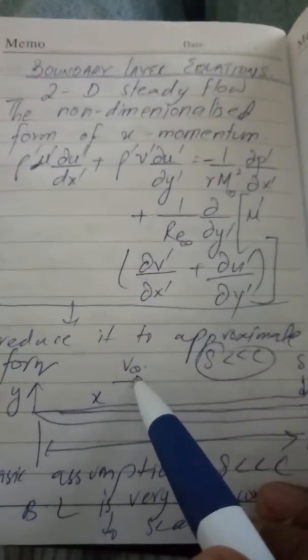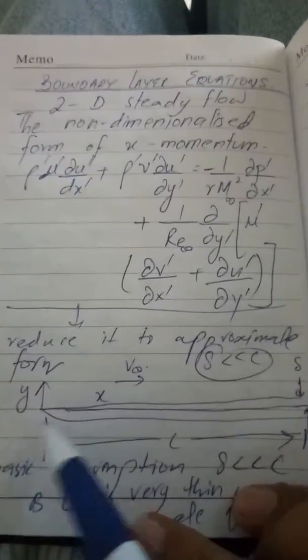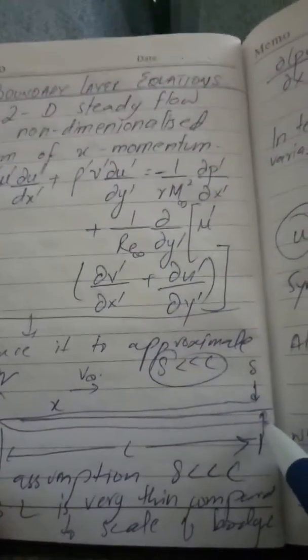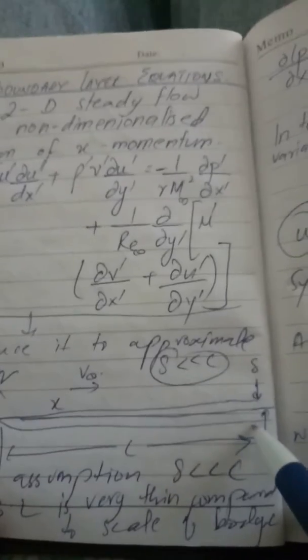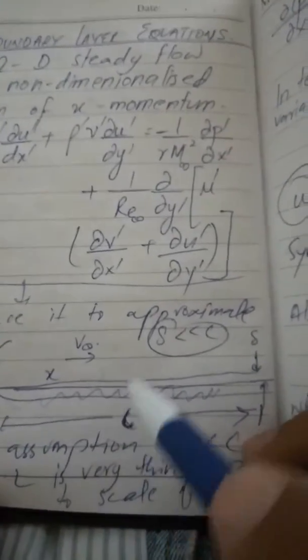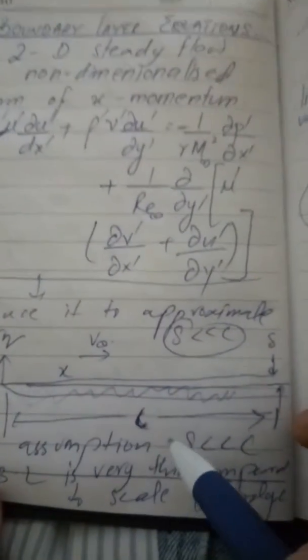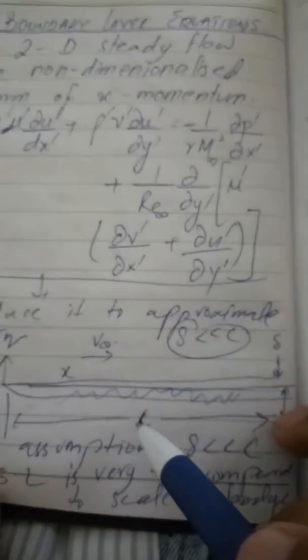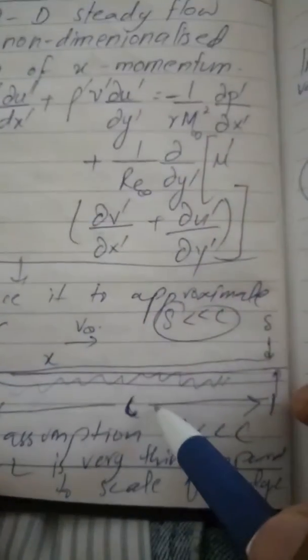For example, this is x, with velocity infinity, y is vertical, this is the boundary layer thickness delta, and this is the surface. This whole is a surface, and this is the scale, which is c, normally representing the whole cover area of the body. So this is normally represented by c. Obviously the boundary layer thickness is very small compared to the whole shape of the body.